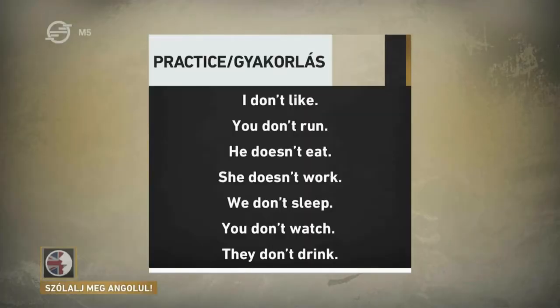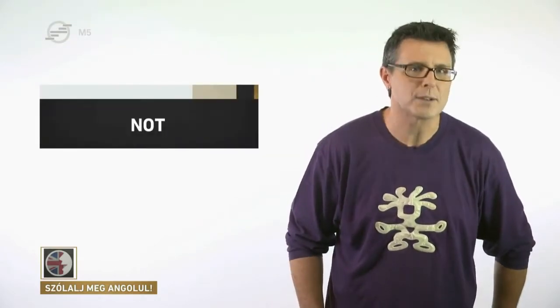When we make a negative sentence with other verbs in the present simple tense, we use the verb to do in the correct form combined with not and the infinitive. I don't like, you don't run, he doesn't eat, she doesn't work, we don't sleep, you don't watch, they don't drink.